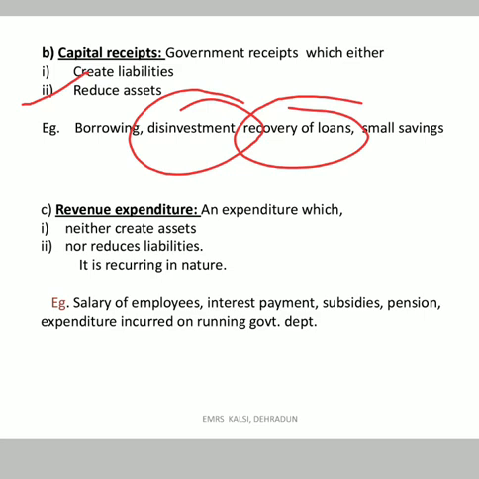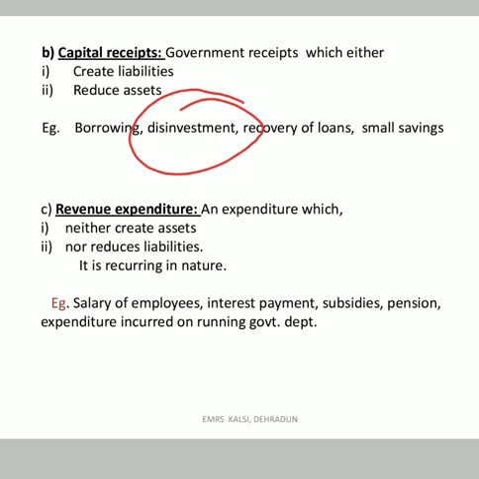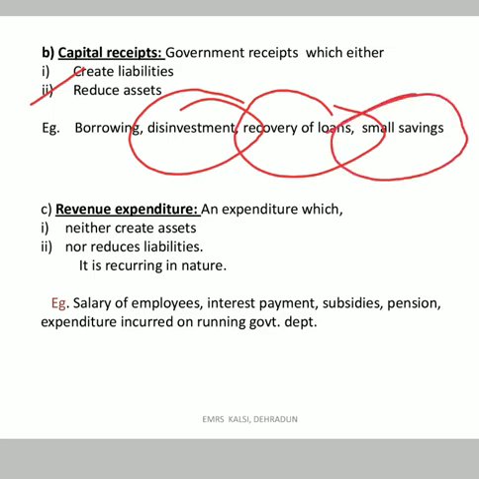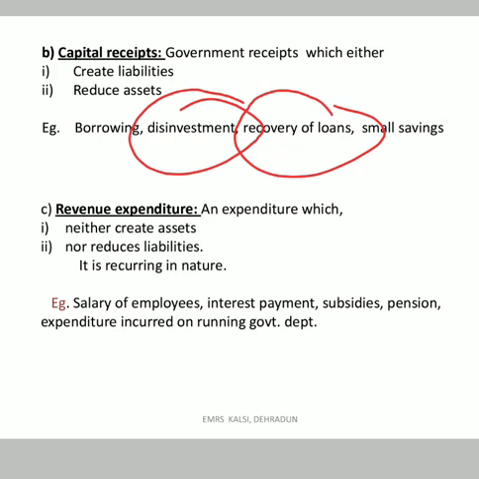Recovery of loans means whenever we give a loan to any organization, that organization becomes an asset for us. Why? Because that organization will give us money. So if the organization has paid the loan, meaning our loan is recovered, then our asset is reduced. Small savings like Kisan Vikas Patra and all, the small savings which we do in government banks or post offices, government has to pay that money later on, after 5 years or after 10 years, after the money is matured.